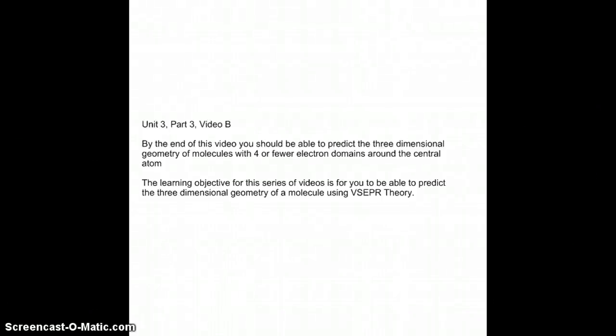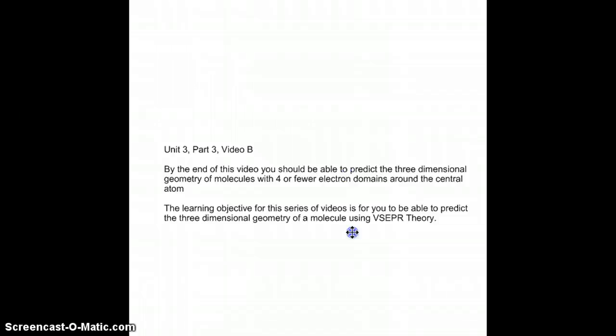This is the Unit 3, Part 3, second video in the series. If you just finished watching the first video, you will know that the whole point of this video series is for you to be able to determine the three-dimensional geometry of just about any molecule using VSEPR theory. In this particular video, we're going to spend a lot of time talking about molecules that have 4 or fewer electron domains around the central atom. So we might as well just get started.